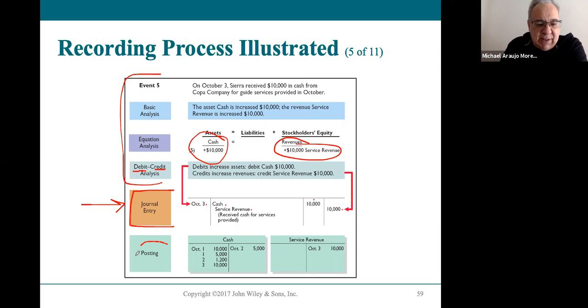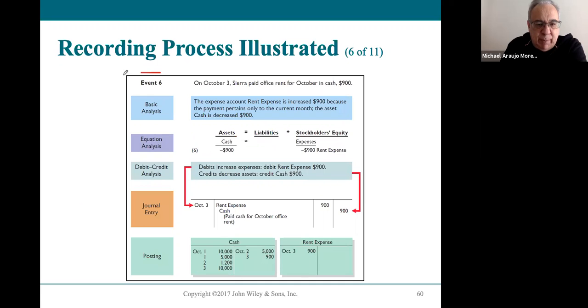Now, what happens next? We got to post it in their accounts in the ledger. So this $10,000 debit is going to be posted on the debit side of the cash account, because that's where it is here. The $10,000 credit in service revenue is going to be posted on the credit side of the service revenue account. Remember, all accounts have two sides. We're just making sure if it's in the credit column here, it's going to be in the credit column in the account in the ledger.